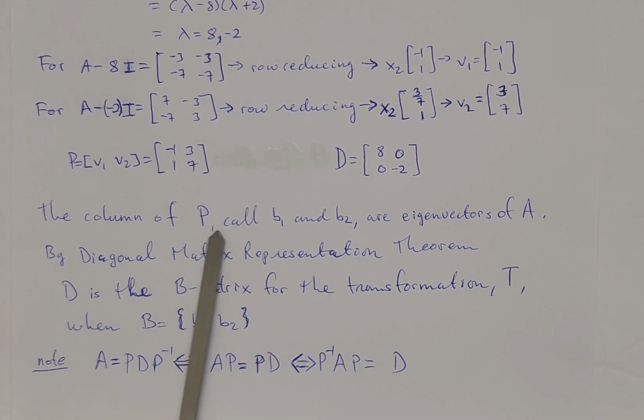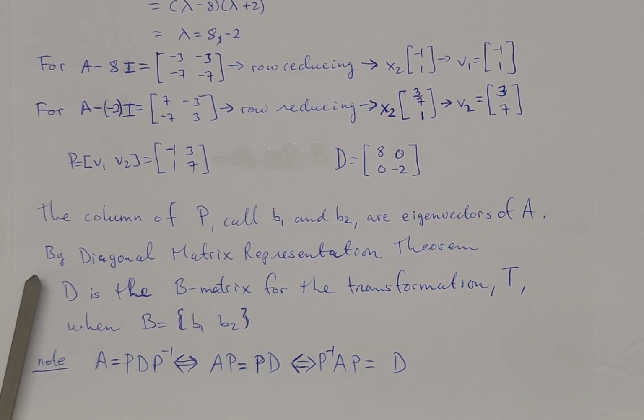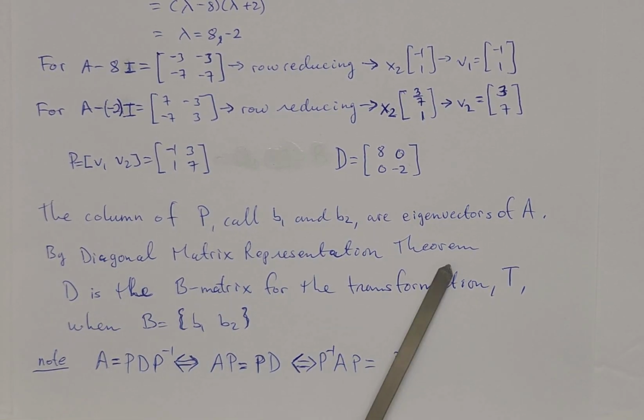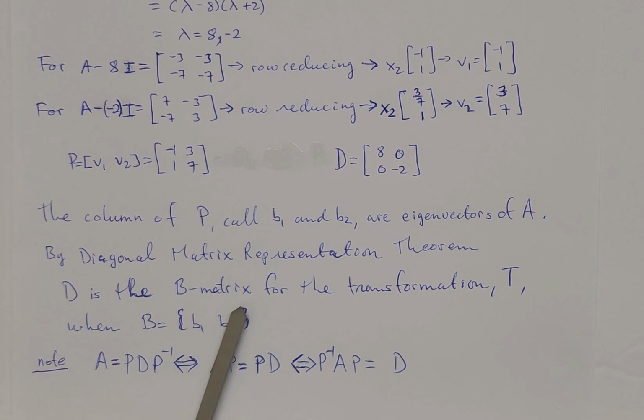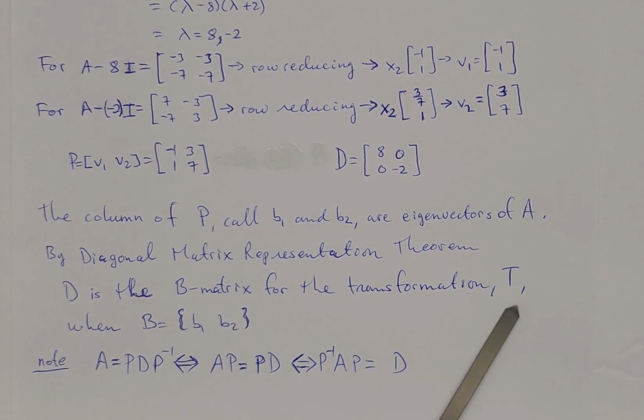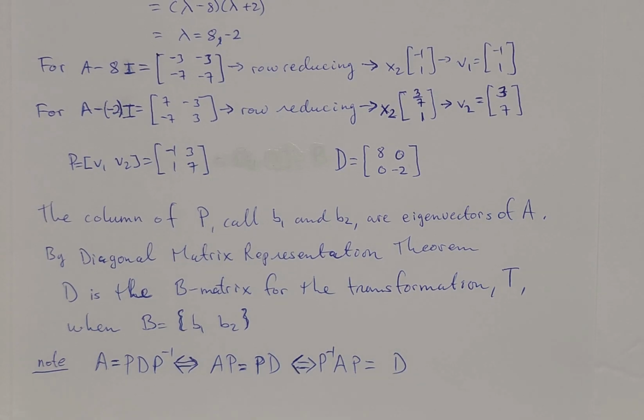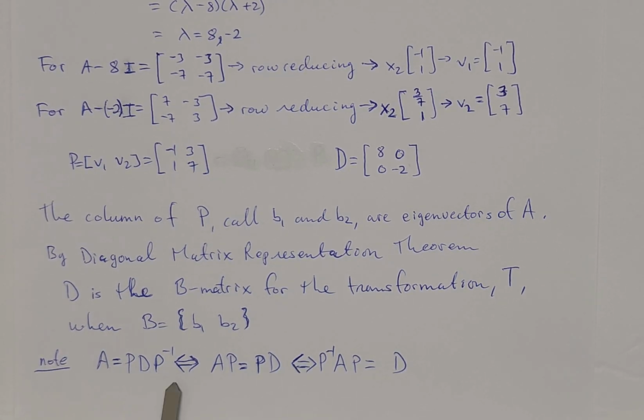The columns of P, called b1, b2, are the eigenvectors of A, and by the diagonal matrix representation theorem, D is the B matrix for the transformation T. So the B matrix that we are looking for is the D matrix. Note this right here was written from another lesson, and this is from another lesson as well. If you remember this format, they are the same thing, just written in a different format.